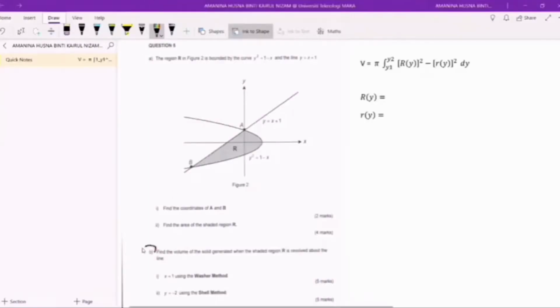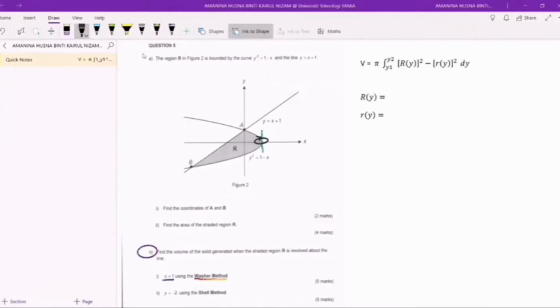Okay, now I'm going to do this question. We need to find the volume of the solid generated when the shaded region R is revolved about line x equal to 1 using the washer method. The x equal to 1 is actually the vertical line here. So we want to rotate it.